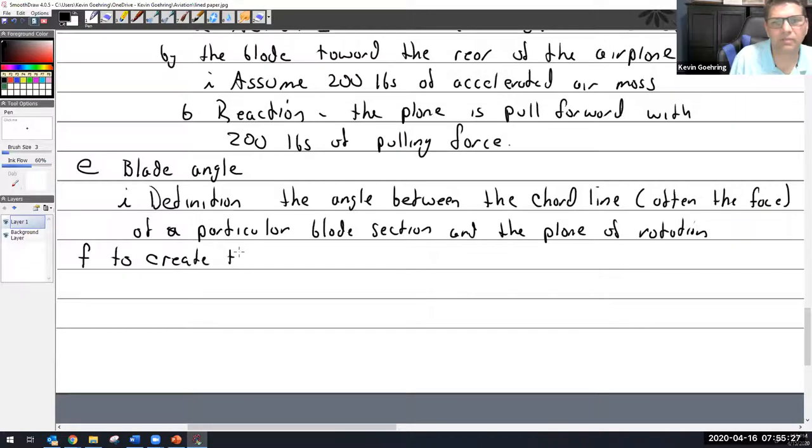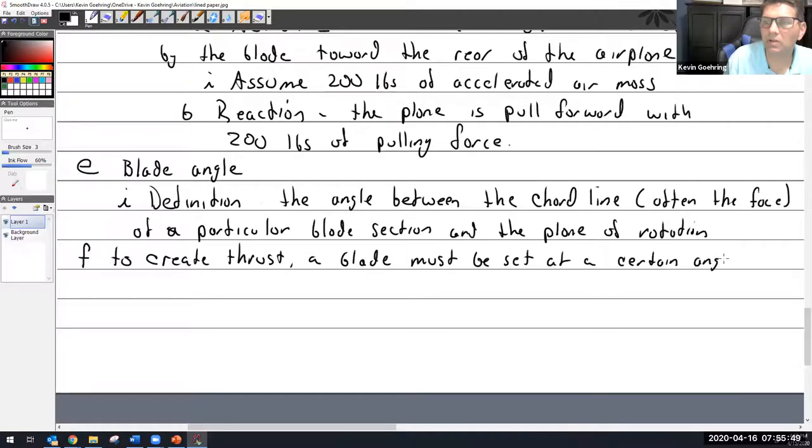To create thrust, a blade must be set at a certain angle to the plane of rotation. All right, to create thrust, a blade must be set at a certain angle to the plane of rotation.